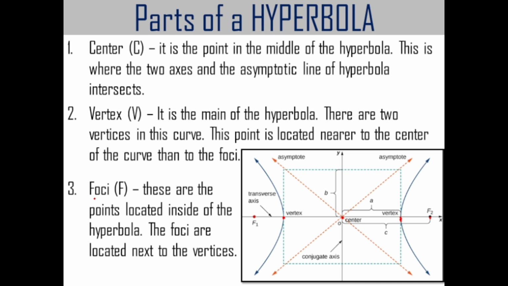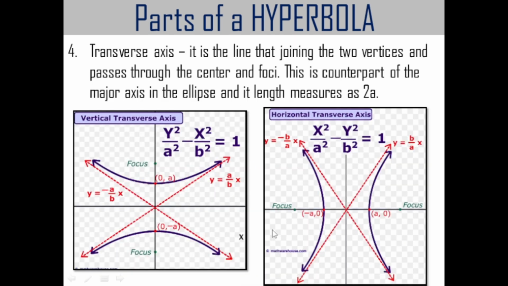Pangatlo, foci, that is F. These are the points located inside of the hyperbola. Diba, ito yung ating graph. Okay, yung foci po ay nasa loob ng ating graph. The foci are located next to the vertices. Next po natin, fourth, transverse axis. It is the line that joining the two vertices and passing through the center and the foci.